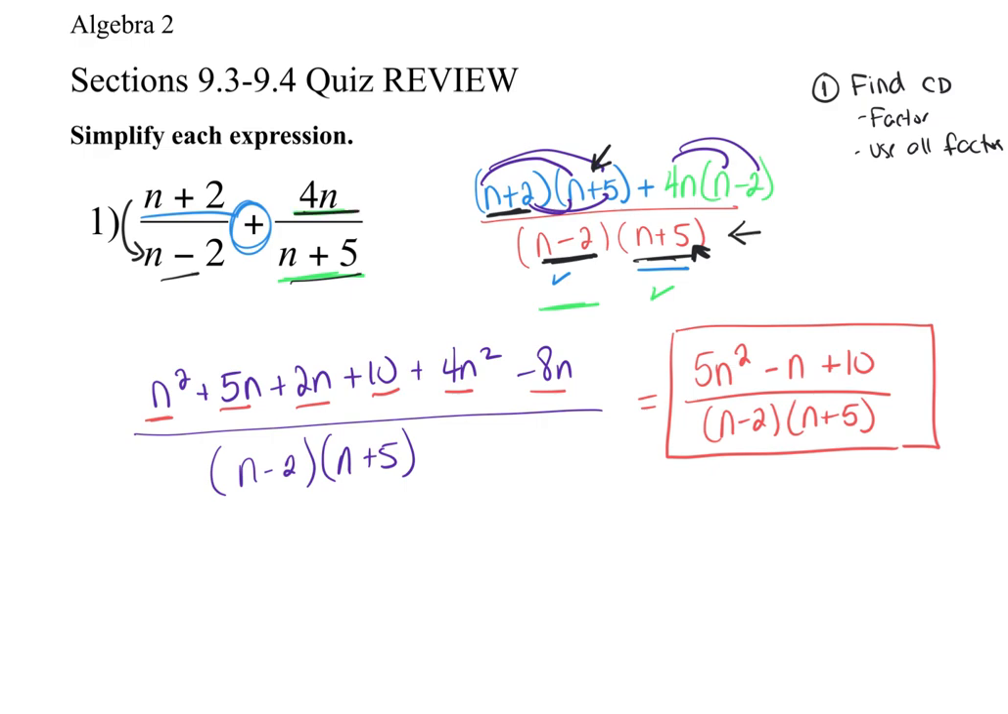Then I'm going to go to my second numerator, the 4n. He has n plus 5. So he already has this n plus 5. He was missing the n minus 2. That's why I multiplied by the n minus 2.